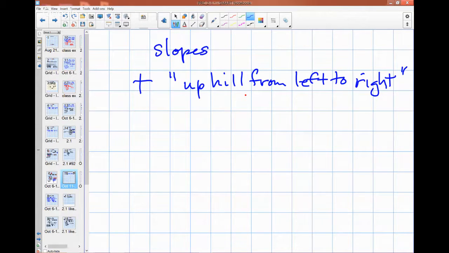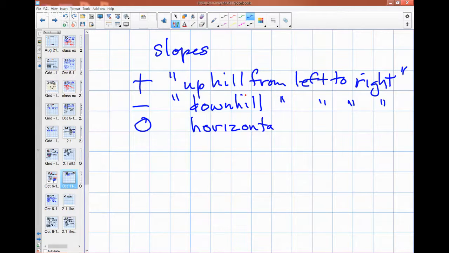If you're going downhill, that's a negative slope. If you're horizontal, that's a zero slope. So level is a slope of 0.